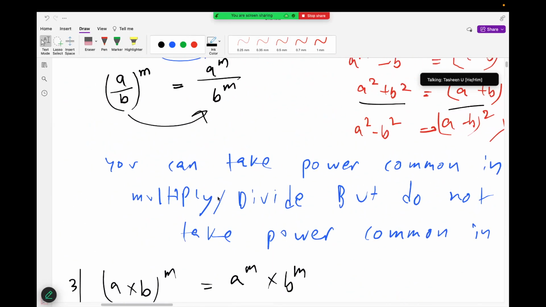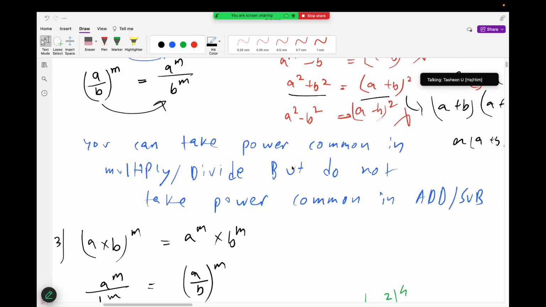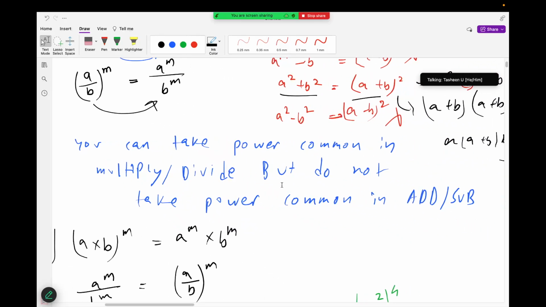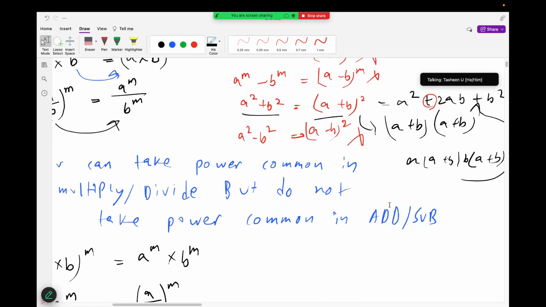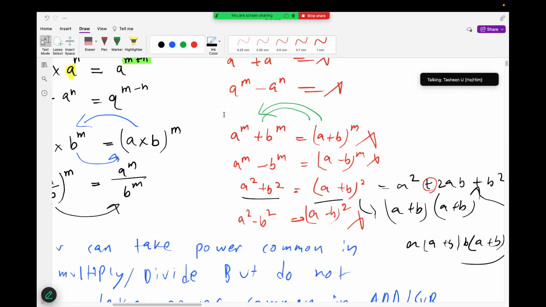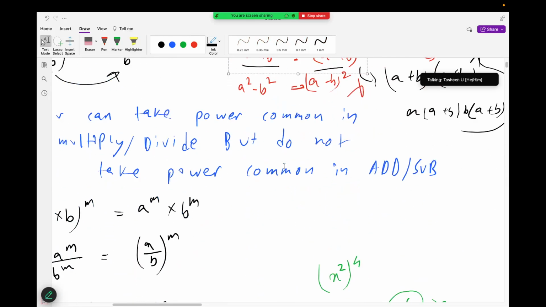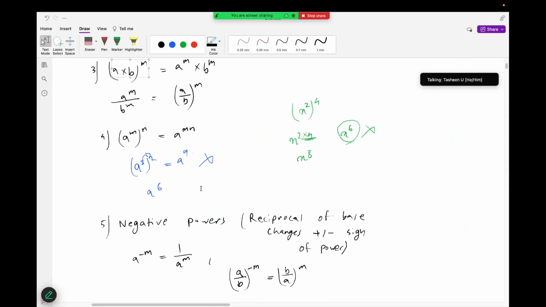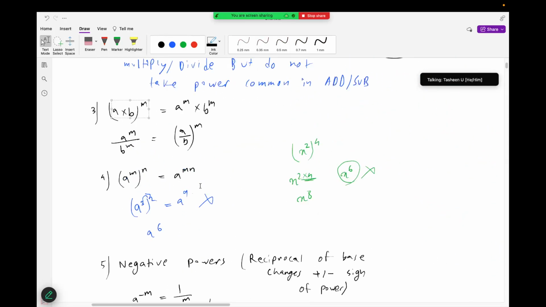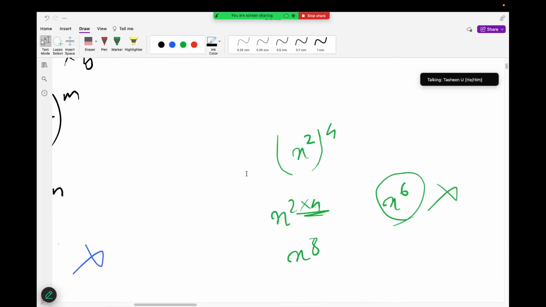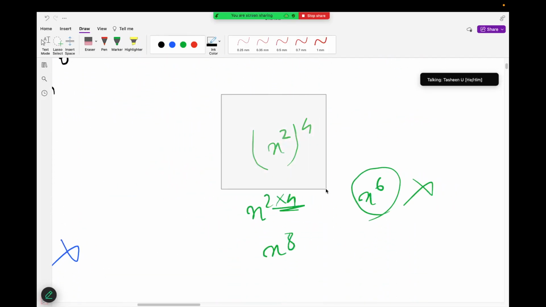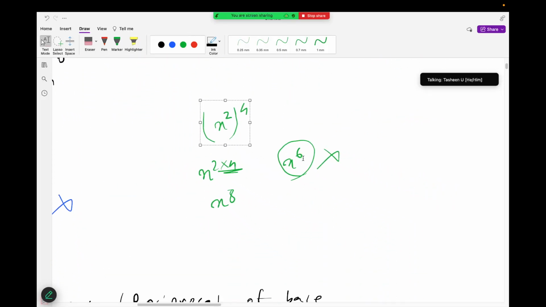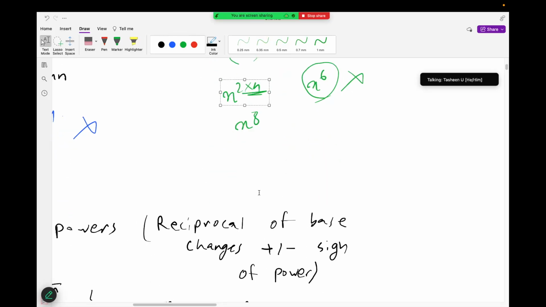So you can take power common in multiplication and division, but do not take power common in addition or subtraction. You can't do these things, and I've already talked about this. Now about negative powers. You already know this, right? x squared and then to the power 4 is not x to the power 6. You don't add here, you multiply them, x to the power 8.